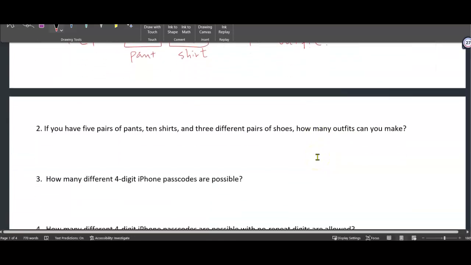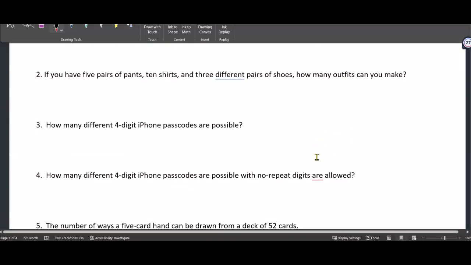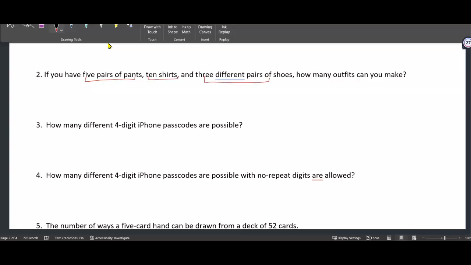Okay? And what about number 2? What do you think? Okay, so here for number 2, I am choosing the pants, 5 pairs of pants, shirts, and shoes. Okay, so how many outfits? So I have 3 tasks where I have to wear pants, and I have to wear shirts, and then I have to wear shoes. And again, this is 3 different sets, right?